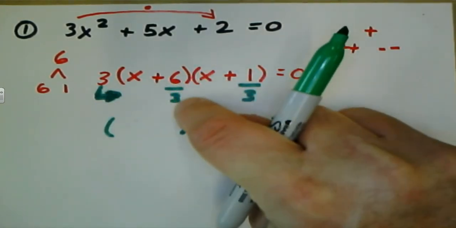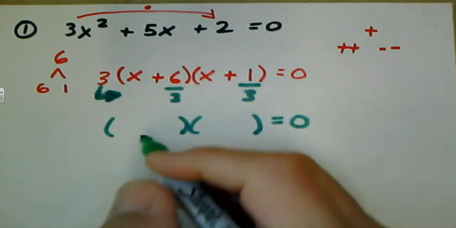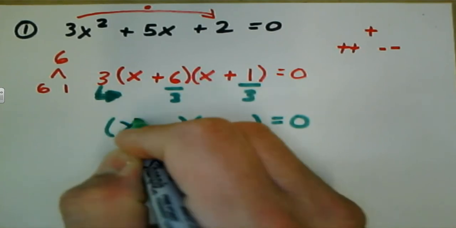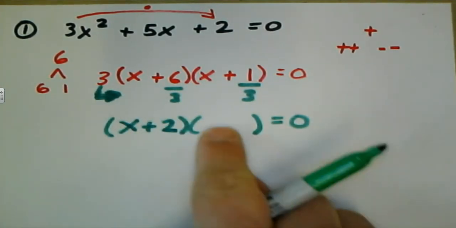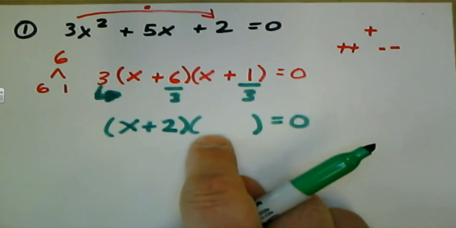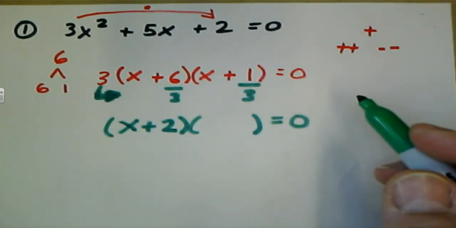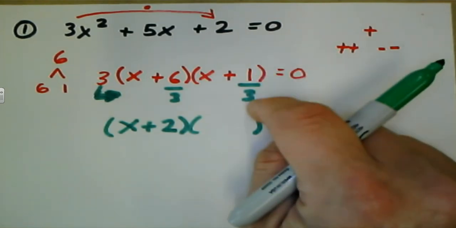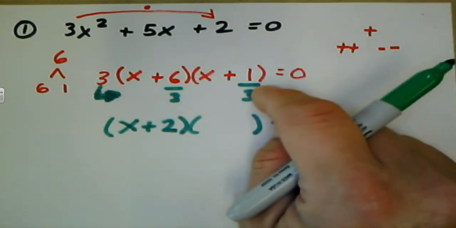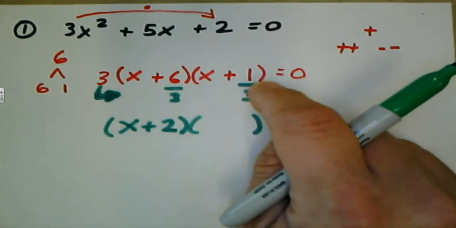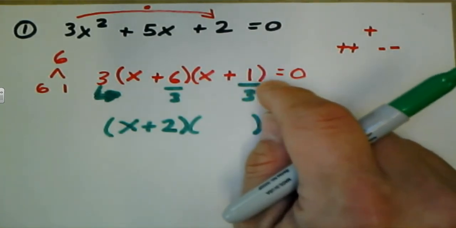6 divided by 3 is what? 2. That's a perfect whole number, right? So we're going to put x plus 2. Now, don't put your x here because what is 1 divided by 3? You have to go by the top to the bottom. What'd you get? You got a fraction. It's a decimal. It doesn't work.